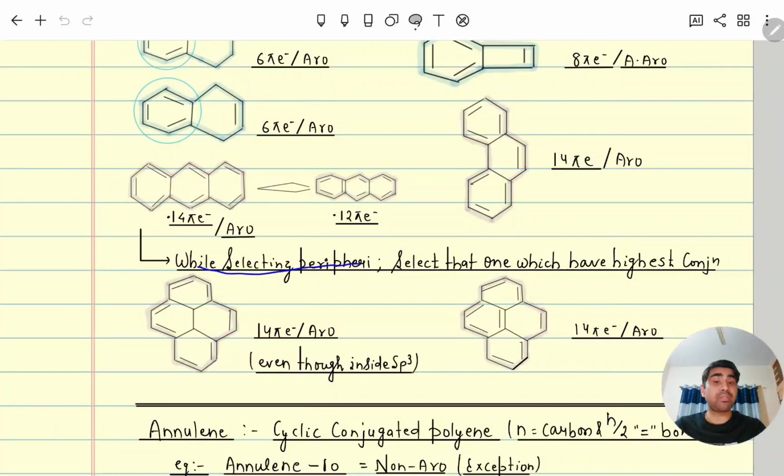While selecting the periphery, select the one which has the highest conjugation in the periphery. Like here you can see you are missing this double bond in the periphery, right? But here all are coming at the periphery, meaning that one is aromatic. Similarly here also all the periphery and maximum cyclic conjugation, 14 pi electron, aromatic. Similarly this one also. Next, coming to annulenes.